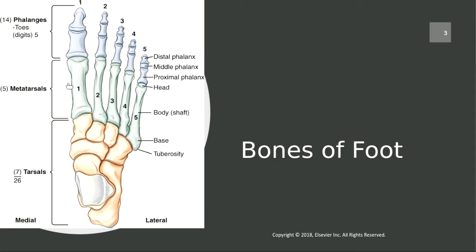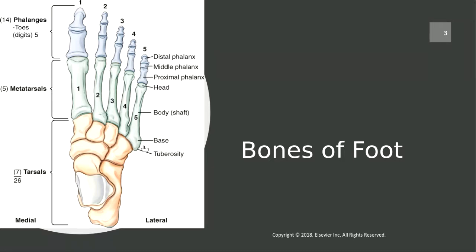Then we have 5 metatarsals, which also have a head, a body, and a base. At the base of the 5th metatarsal, we actually have a tuberosity that we will discuss. And that tuberosity is an attachment basically for a tendon. And a lot of our images have to include this tuberosity at the base of the 5th metatarsal because it's a very common trauma site for the foot. So it usually has to be very well visualized because of the injury that takes place to that 5th metatarsal tuberosity.